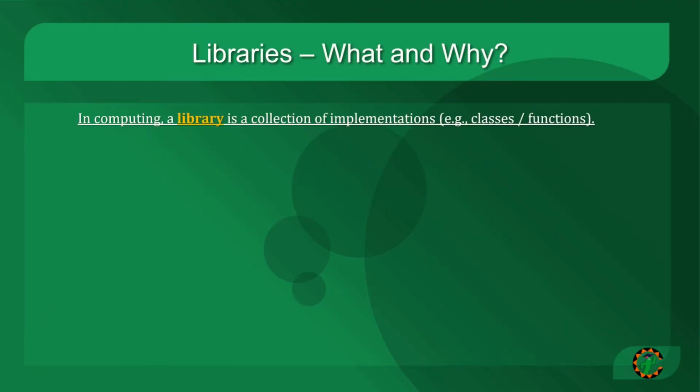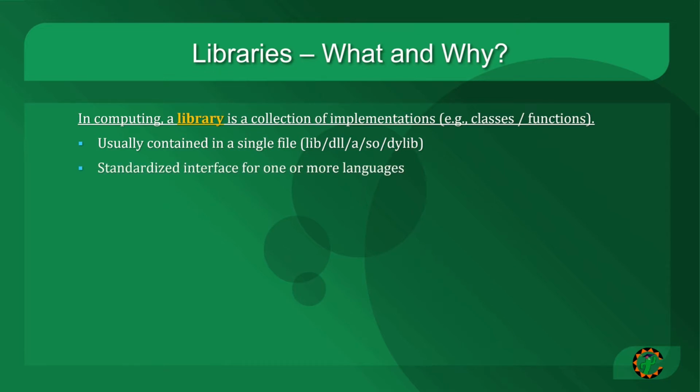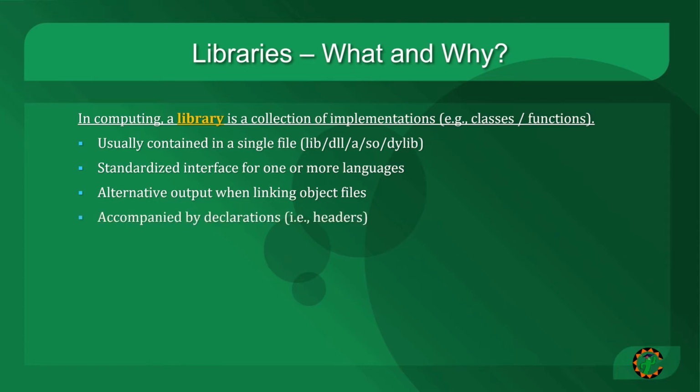So in computing, a library is a collection of implementations like classes or functions, usually provided by someone else, that we can incorporate into our program. Typically, libraries are contained in a single file, and these can have lots of different extensions. They may have standardized interfaces for one or more languages. When you're working in a systems language like C++, usually that means you need to use an alternative output when you do the linking. And libraries are usually accompanied by declarations, that is, in C++ or similar languages, header files.